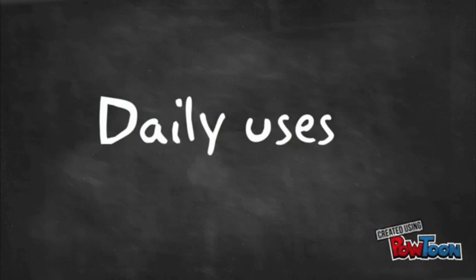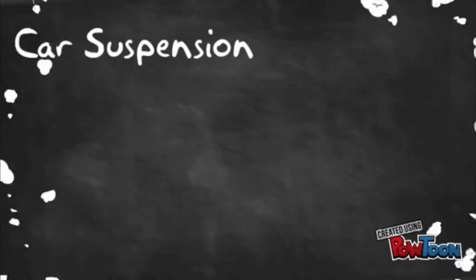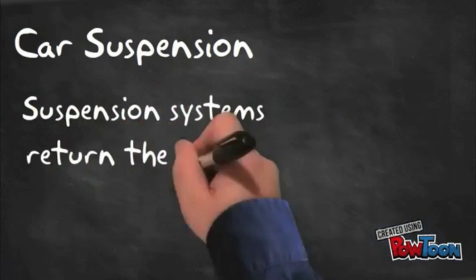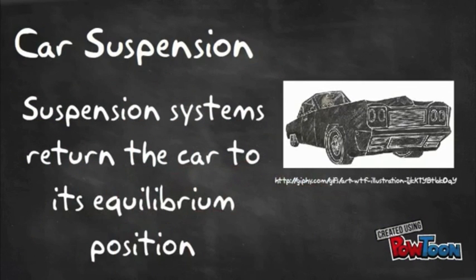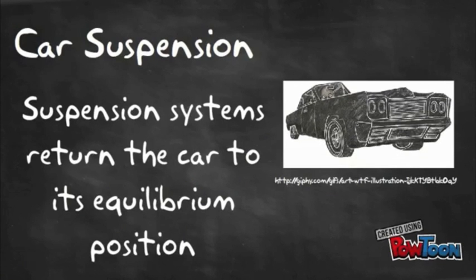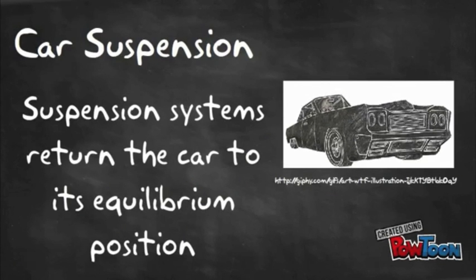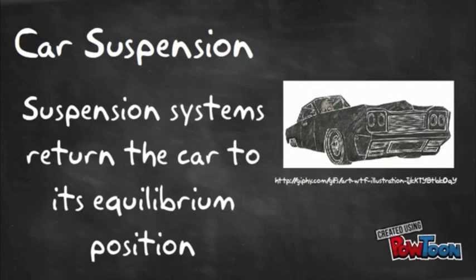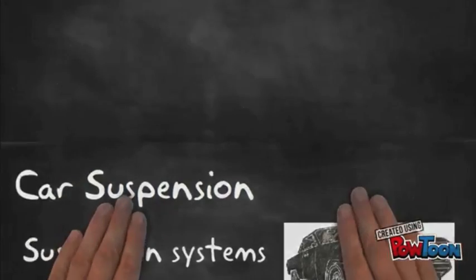We also make use of simple harmonic motion in our everyday life. When a car travels through a bumpy road, it jolts, and without the suspension system, the passengers would be bouncing up and down with the car for a long time. The springs in the suspension system help the car return to its equilibrium position as soon as possible after each jolt, with little or no oscillations.